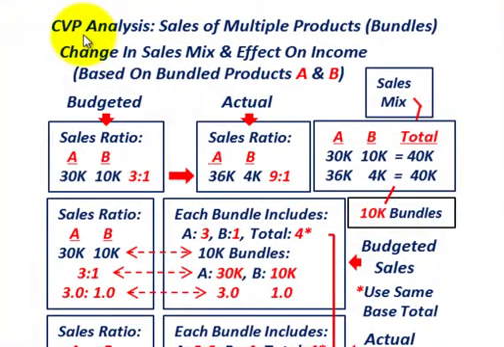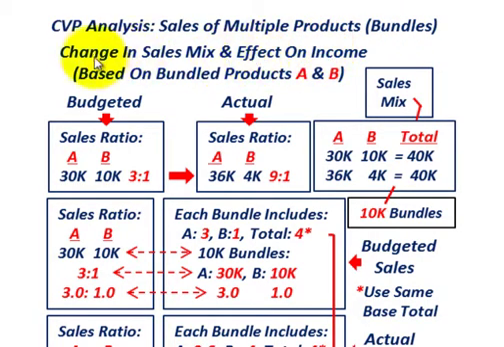What we're going to be going over here is cost-volume-profit analysis, where we're going to be looking at the sales of multiple products. We're going to group these multiple products together into bundles, and based on those groups of bundles, we're going to have to determine the income.